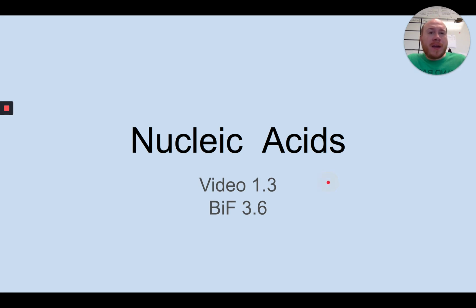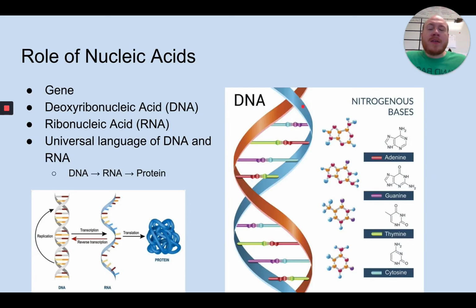So, nucleic acids. Their main role is to code for something. They're basically the genetic code of our cells. And they code for what's called a gene. A gene is a specific section of DNA that codes for a very specific protein or a macromolecule. There are two types of nucleic acids, DNA and RNA, deoxyribonucleic acid and ribonucleic acid.